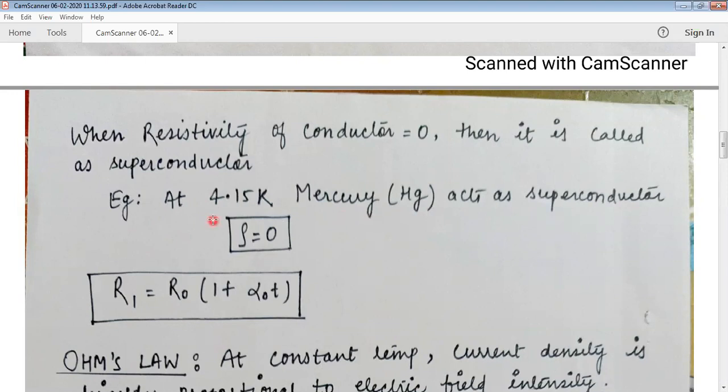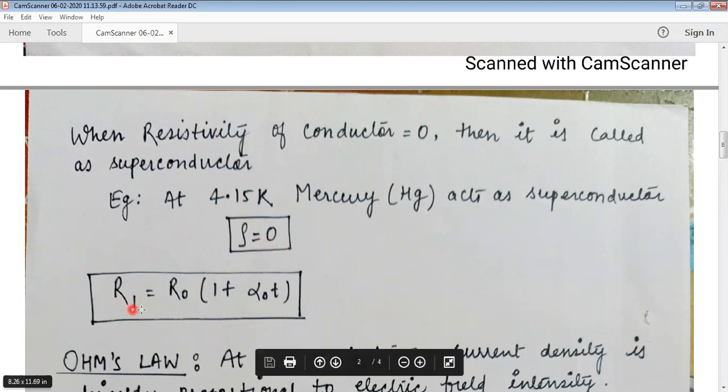For mercury at this temperature, resistivity is 0. Also, resistance depends on temperature, so the relation is given by R1 equal to R0 into 1 plus alpha naught T. After some temperature difference, from the initial resistance there will be an increase in resistance, that is denoted by R1. So this is about the resistance.